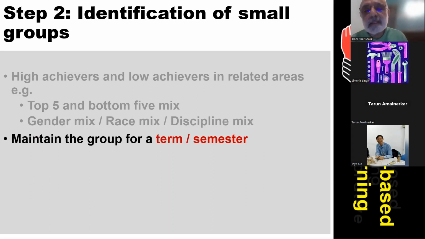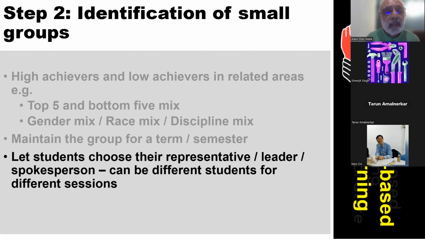So examples like top five, bottom five mix, or gender mix, race mix, discipline mix. And then we can maintain this group for a term or a semester. So we don't need to make these groups for every session, because we need to develop group dynamics as well. And let students choose their representative leader or spokesperson, and this can be different students for different sessions.